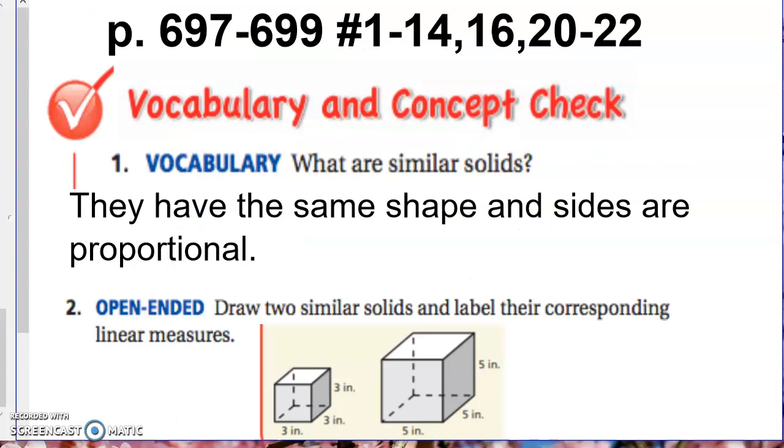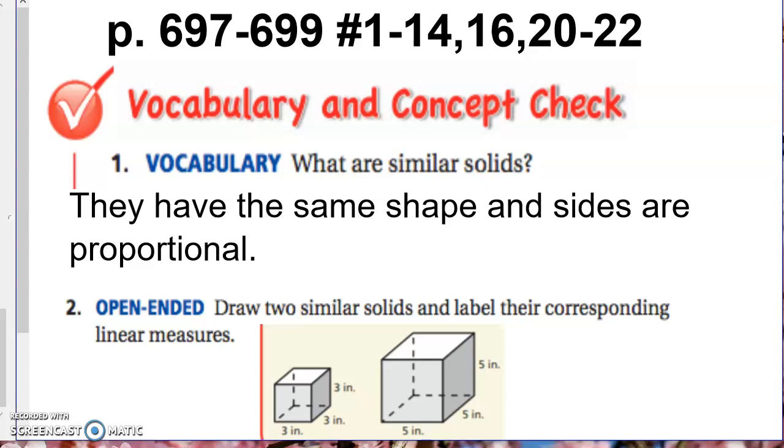Your homework assignment today is page 697 to 699, numbers 1 through 14, 16, 20 through 22. So getting started on it together, it says, what are similar solids? And this is the word that you should have written down in your vocabulary packet. Similar solids have the same shape and sides are proportional.